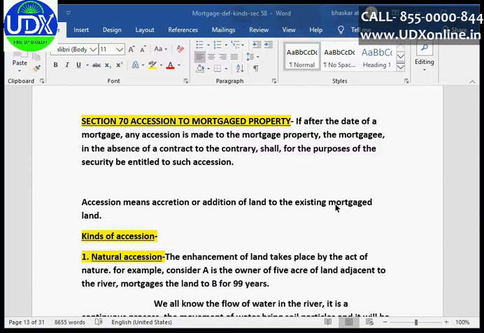In natural accession we have seen. Now you read. You see, Milan, simply read the screen. Yes, sir. If after the date of a mortgage any accession is made to the mortgage property, the mortgagee, in the absence of a contract to the contrary, shall for the purposes of the security be entitled to such accession.